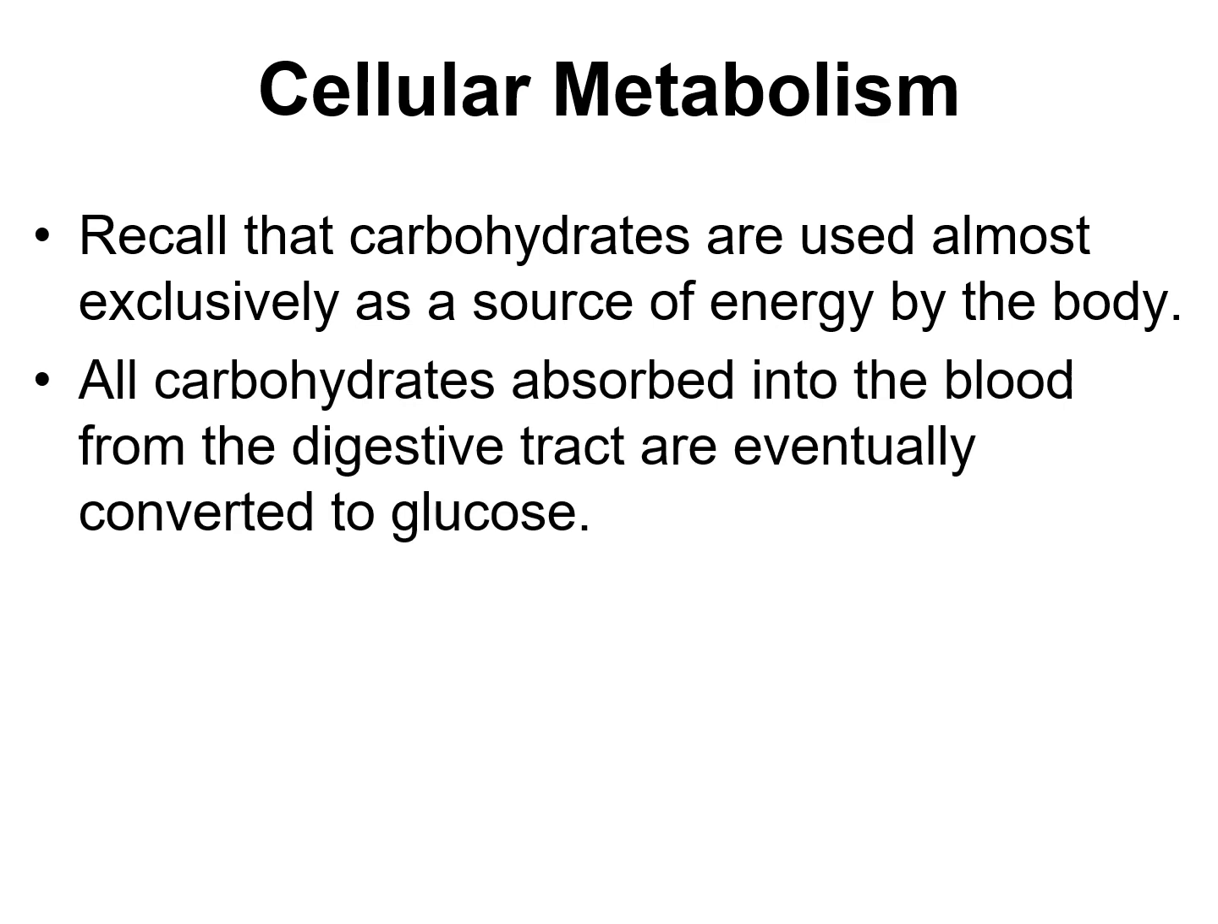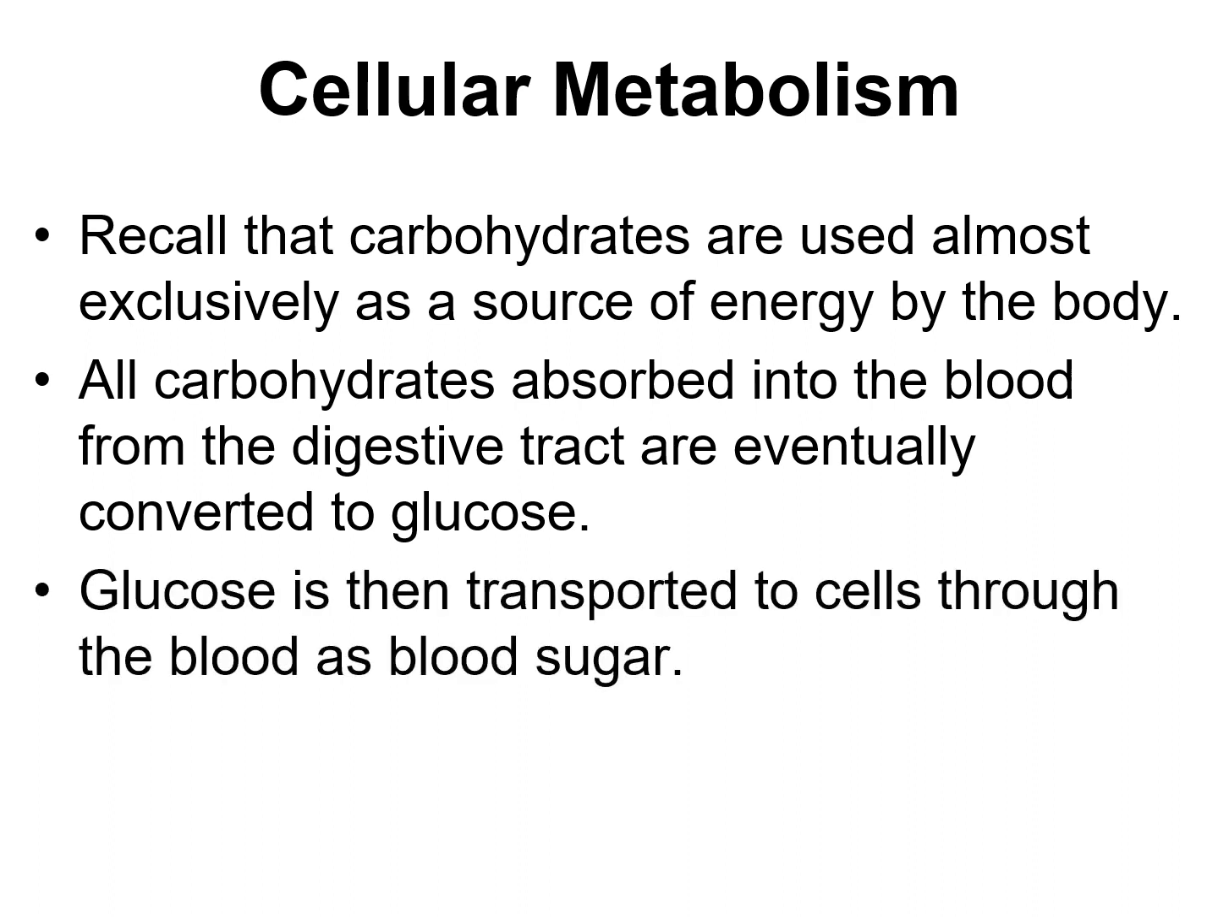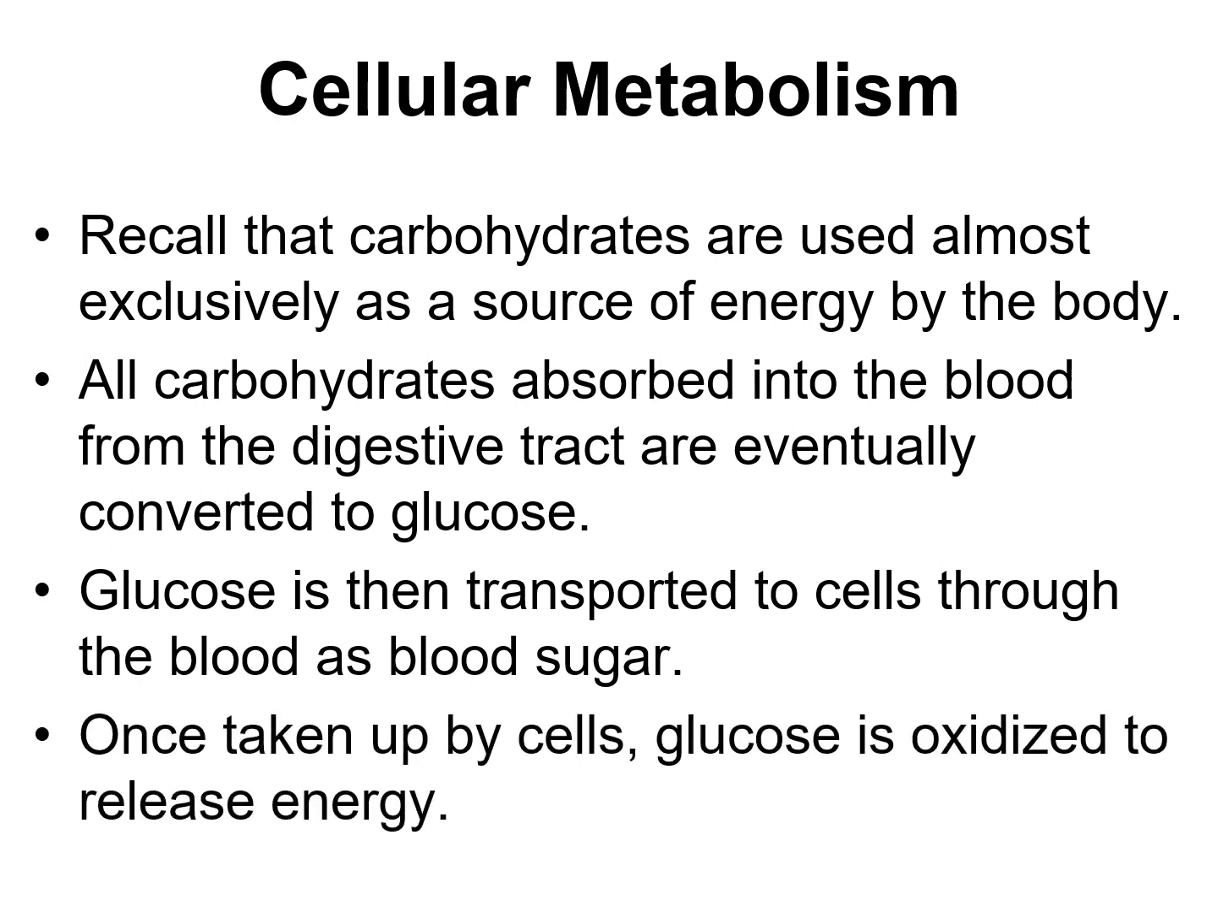Carbohydrates that are consumed, digested, and absorbed into the blood are eventually converted to glucose, or what is commonly referred to as blood sugar. That glucose is then transported to cells throughout the body. The cells take up that glucose and then oxidize it to release energy. When we say oxidize, some oxidizing agent pulls electrons away from the atoms of glucose and energy is released. And that energy is eventually going to be incorporated into ATP that can then be used by the cell.